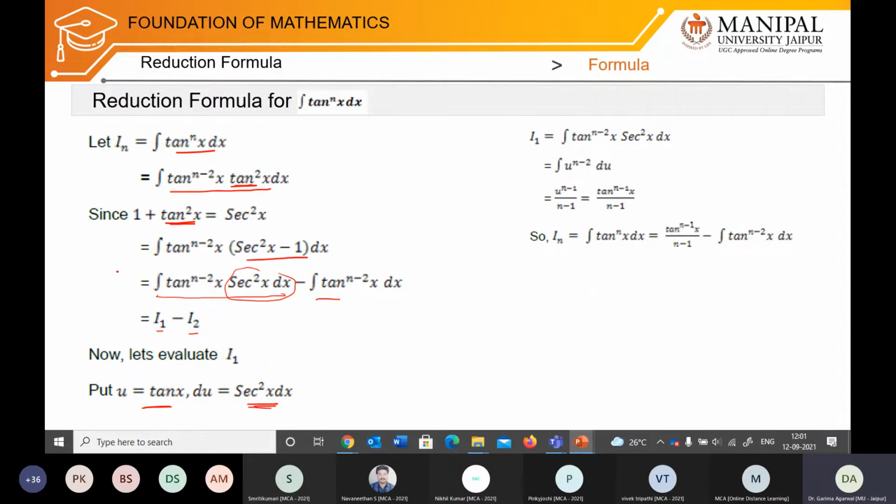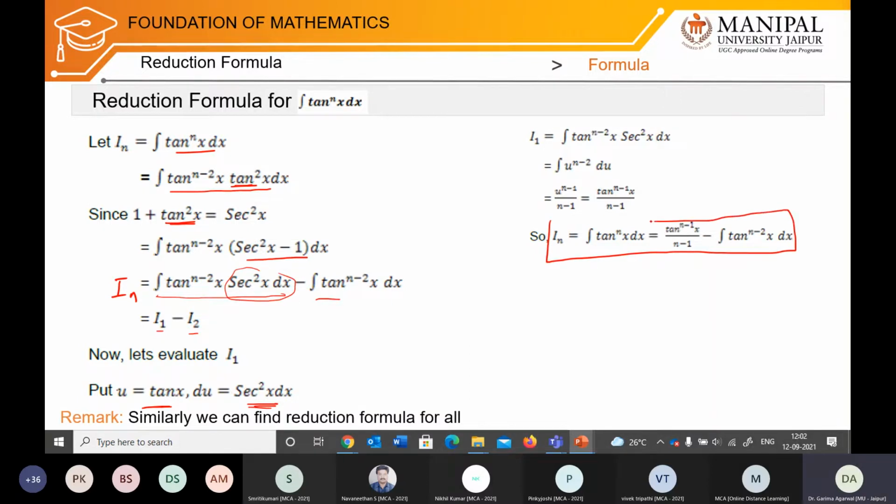So if I substitute the value of this integration, I_n will be integration of tan raised to n x dx, and the value of this first integral is tan raised to n minus 1 x upon n minus 1 minus integration of this step, right? Clear? So this is the integration of tan raised to n x. Similarly, we can find integration of any trigonometric function by using this reduction formula. Clear?